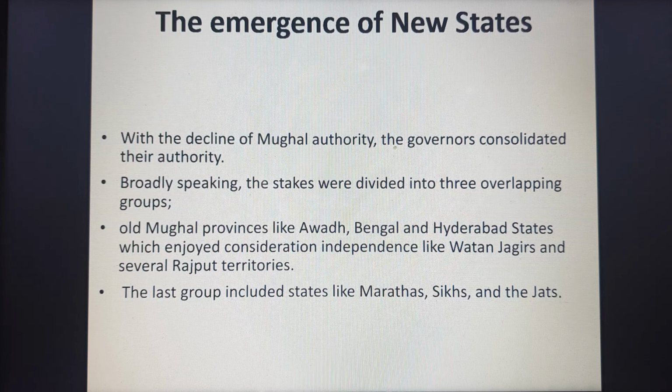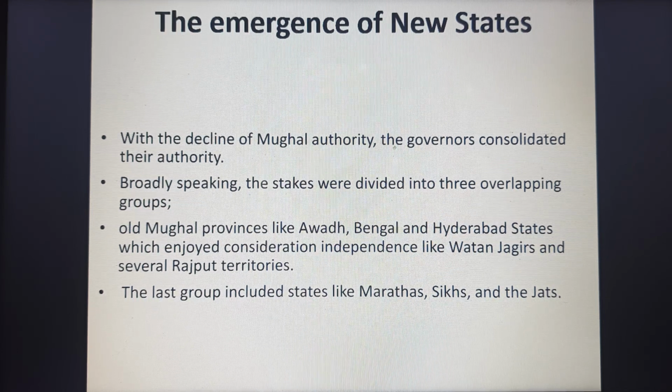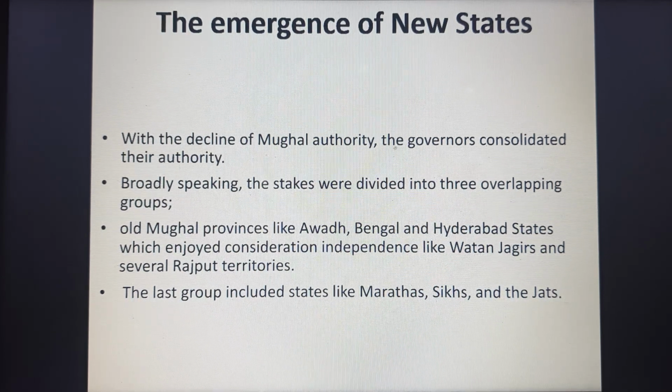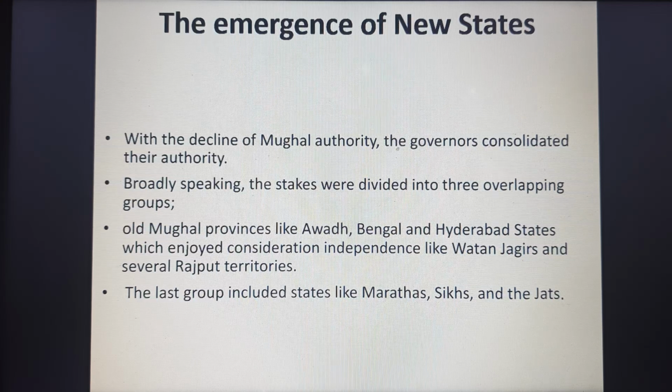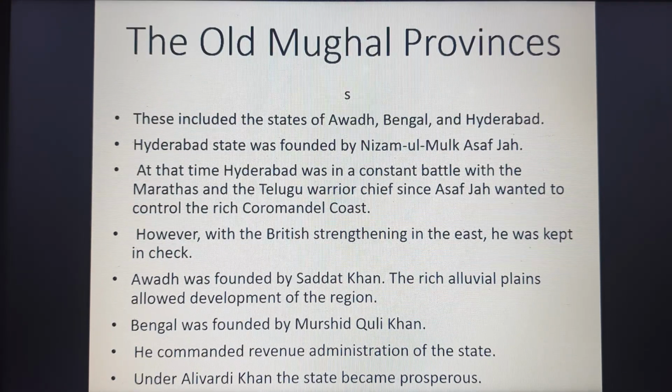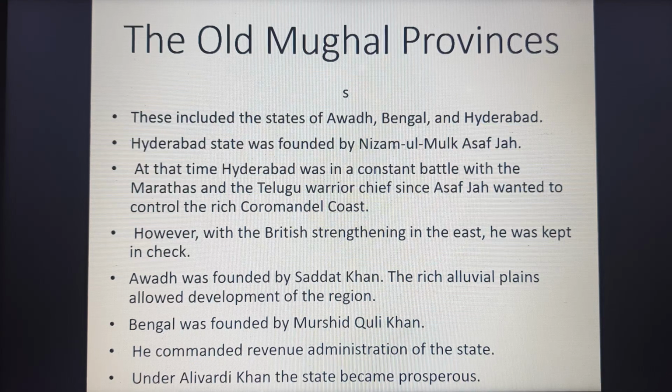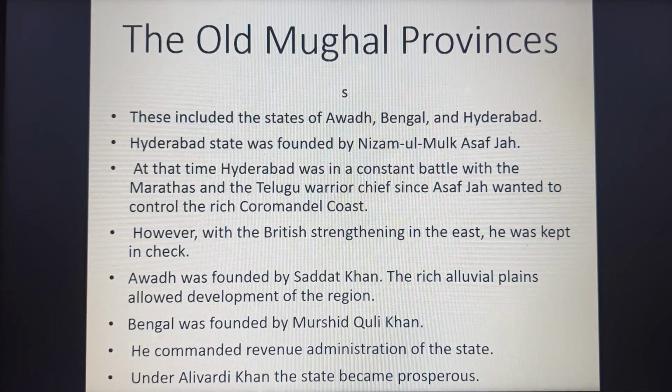Old Mughal provinces like Awadh, Bengal and Hyderabad; states which enjoyed considerable independence, like Watan Jagirs and several Rajput territories, started declaring themselves independent. The last group included the Marathas, Sikhs and the Jats. So slowly they all were leaving the empire, and they said that they would form their separate empires and declare themselves independent. The old Mughal provinces included the states of Awadh, Bengal and Hyderabad.